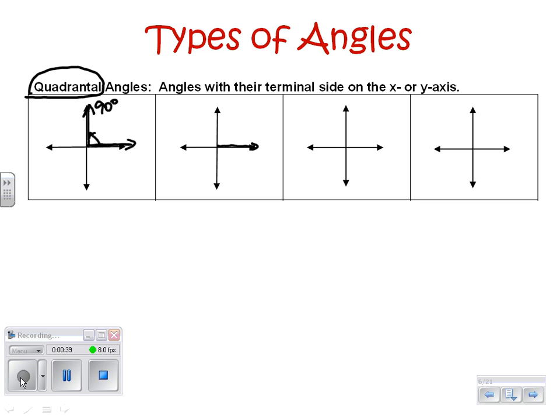The next one is 180 degrees. Then we have 270 degrees. And then the last one is a full rotation, 360 degrees. Okay, those are quadrantal angles. In pi's, this would be pi over 2, pi, a radian measure, I guess I should say, 3 pi over 2, and then 2 pi.